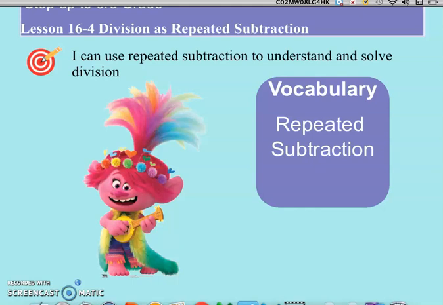This is Mrs. Ayers here, and today we'll be talking about Step Up to Third Grade 16.4, Division as Repeated Subtraction. Our learning target says, I can use repeated subtraction to understand and solve division. Repeated subtraction is our vocabulary word, and it means when you subtract from a larger group several times. So let's watch this brief video to talk a little bit more about how we can use repeated subtraction to help us divide.